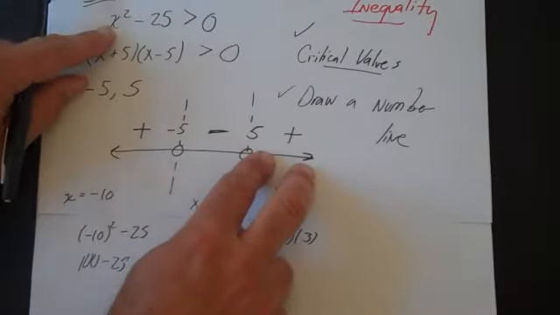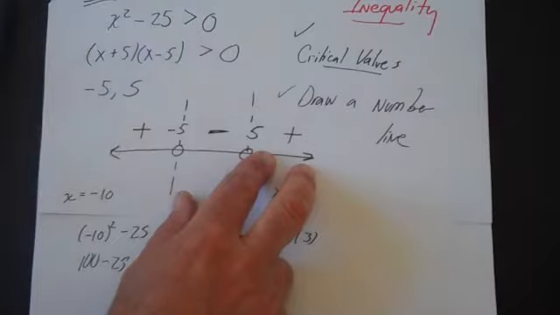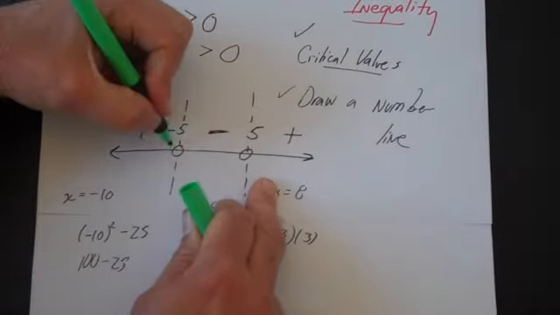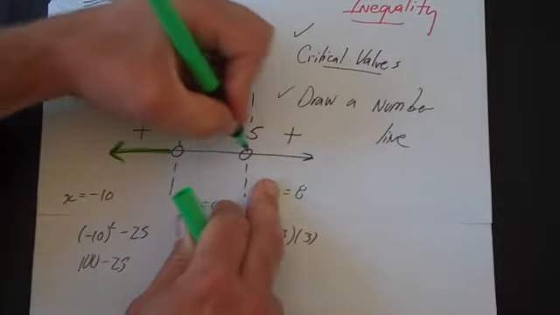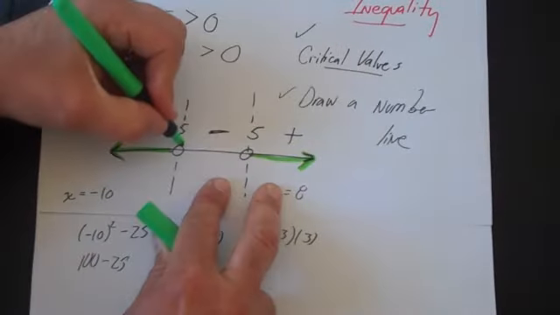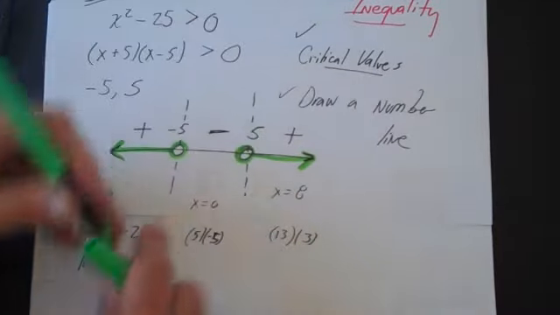Let's see what I want. I want to solve for where it's positive. Where is it positive? It's positive here and there. Does it include minus 5? It doesn't. Or positive 5. So there's my answer.